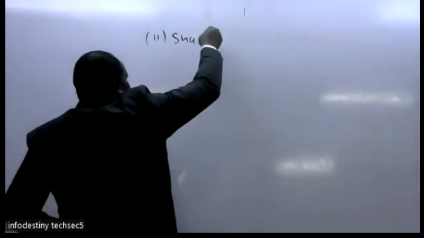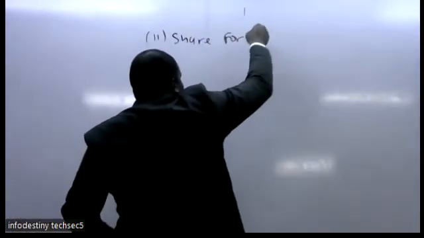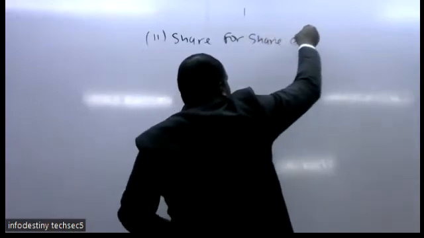So let us now go to the Roman letter 2. Roman letter 2 was meant to be the earning per share if they use the share for share exchange. So Roman letter 2 is share for share exchange.